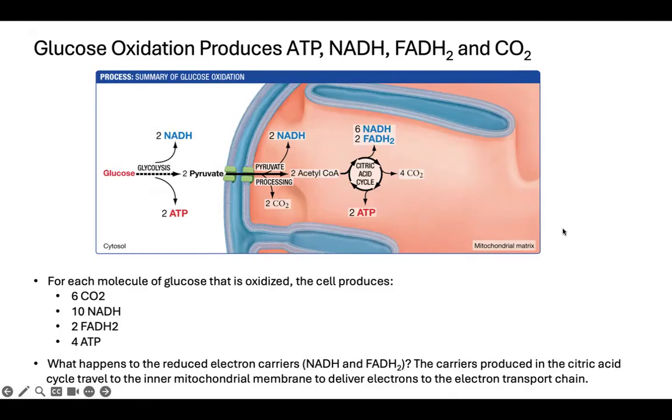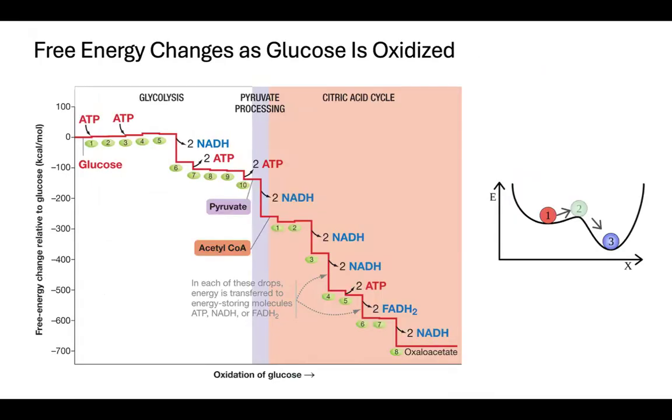So again, these electron carriers, the NADH and the FADH2, are going to take those electrons and introduce them into the electron transport chain, which we've all heard about. Remember what I said? Electrons are looking to find the most stable state they can, and they're going to go that way.